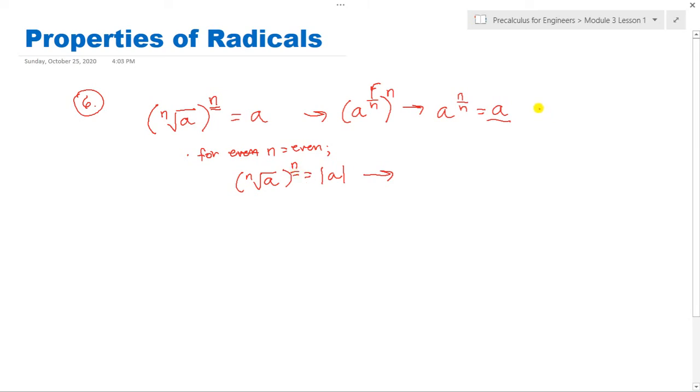Kasi, kunyari, you are given a negative 4. Kapag nire-raise mo yan to an even exponent, let's say, raised to the power of 4, of course, the resulting answer would always be positive. Therefore, wala siyang chance na mag-negative. So, in this case, if we're going to apply this for our first condition, for n even number, you just take the absolute of A.